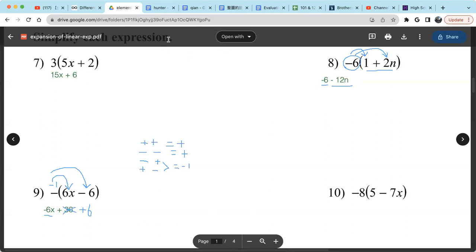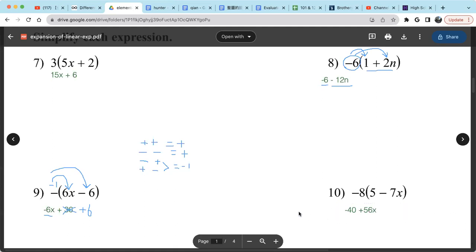All right, now let's do 10. Again, we distribute negative 8. Negative 8 times 5, we get negative 40, because 5 is positive 5. So negative 8 times positive 5, the product is negative. Then negative 8 times negative 7x becomes positive 56x.